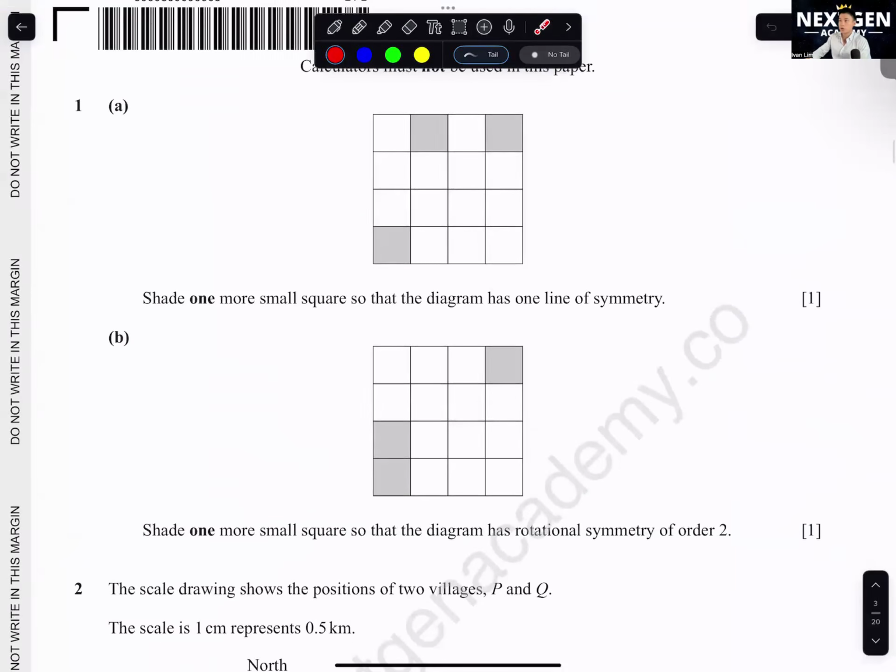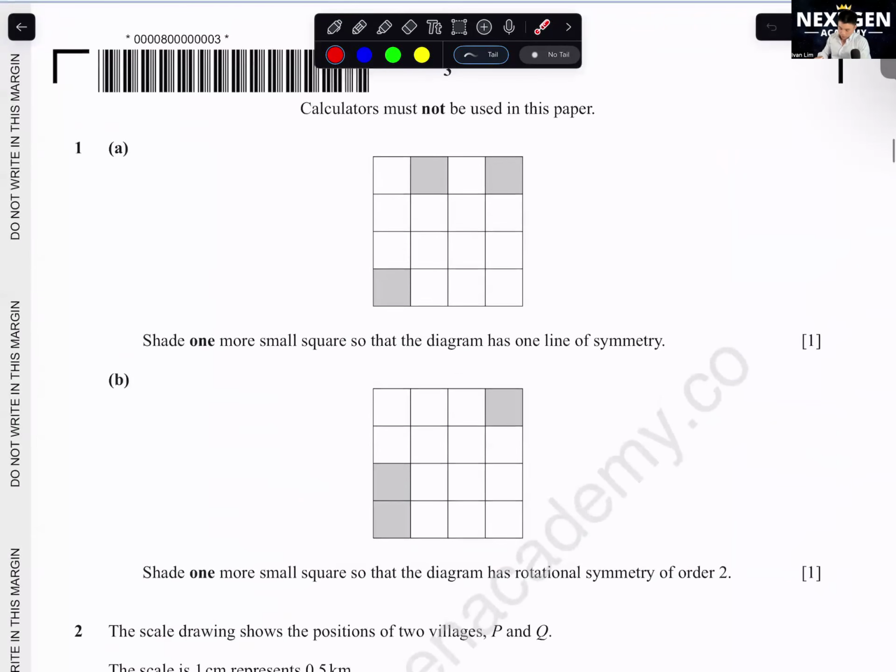Let's look at question 1A. Shade one more small square so that the diagram has one line of symmetry. There will be two different possible answers. First one, y'all can shade here. Your line of symmetry will be like this. Line of symmetry means the mirror line. What's another possible one? We also can shade here. This one is also valid.